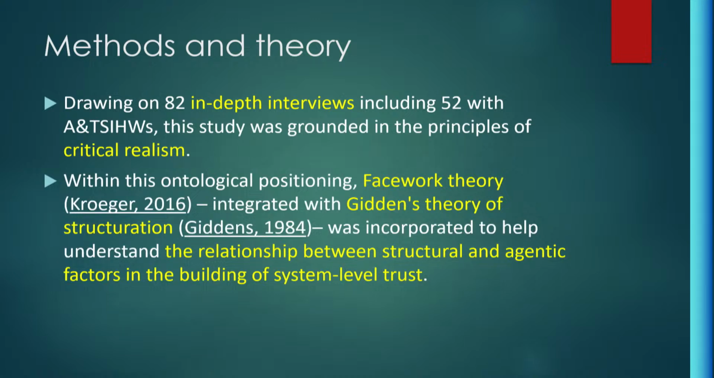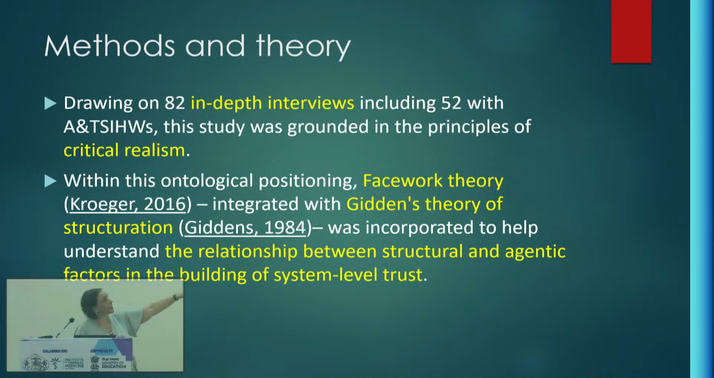Okay, good. Methods and theory, drawing on in-depth interviews, the study was grounded in the principle of critical realism. So here they're giving you the paradigm as well. Within this ontological positioning, face work theory integrated with Giddens' theory of structuration was incorporated to help understand the relationship between structural and agentic factors in the building of systems level trust. Okay, so hopefully now what we've been learning the last 2 days is coming together. So you're recognizing things now. When you look at a paper, you're going to be much more alert to these issues.